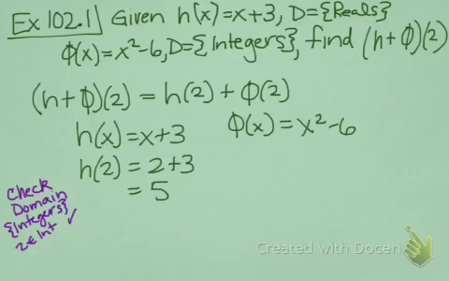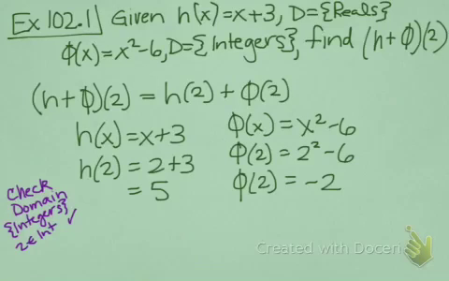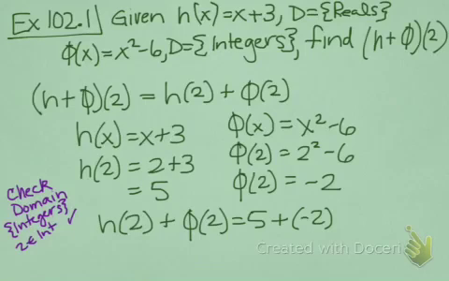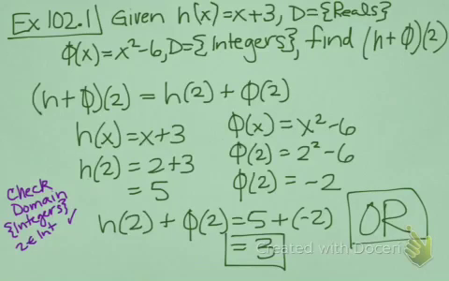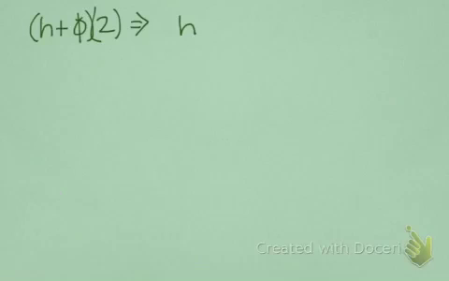Then we can find phi of x. Phi of x is x squared minus 6. Phi of 2 is going to be 2 squared minus 6. Or in other words, phi of 2 is negative 2. Now we add these two together, h of 2 plus phi of 2, which is what we were trying to solve in the first place, and we get 5 plus negative 2, which is 3. Now, there's another way to solve this. In this one, we split them up, but we can just as easily put them together, which is what we'll do in this example.